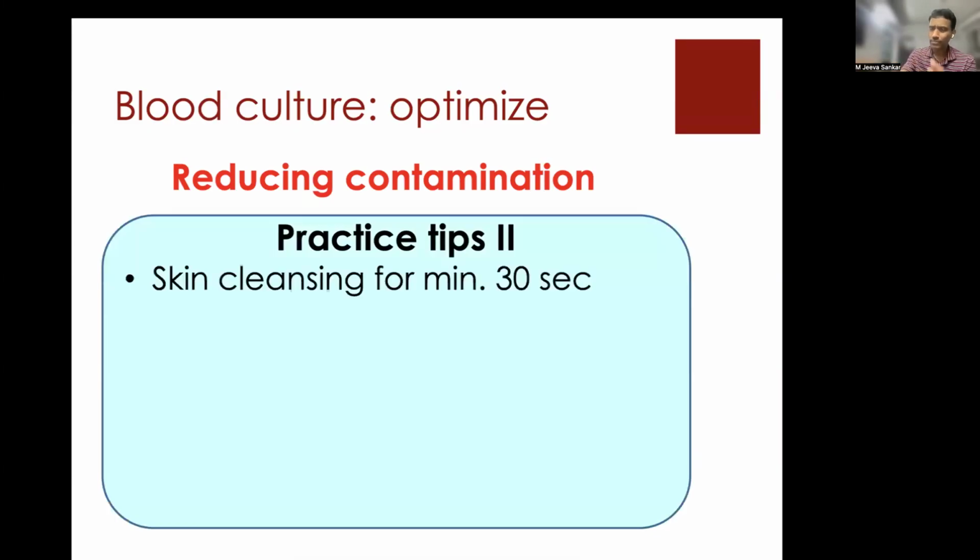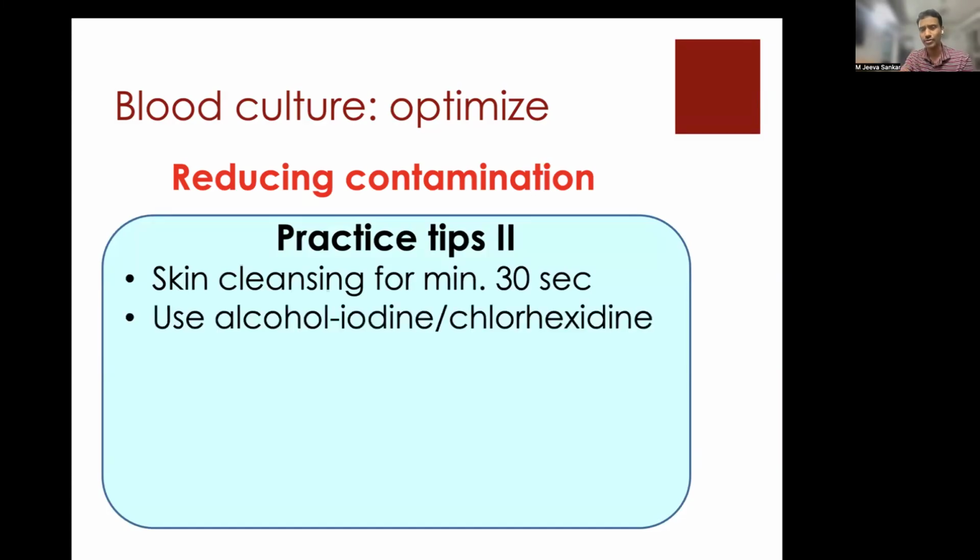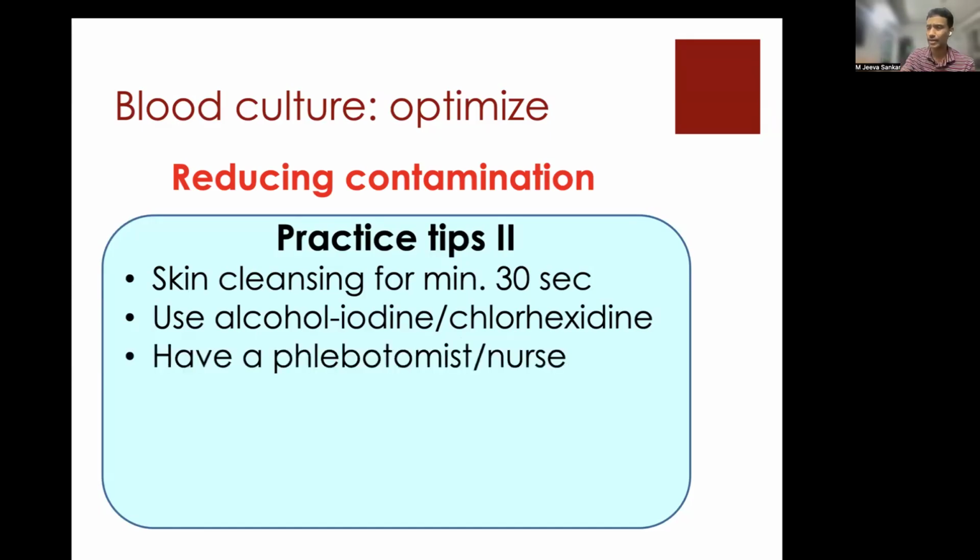Make sure that you clean the skin for at least 30 seconds before blood culture, and use either chlorhexidine, if your unit accepts that policy, or the 3-step method. So use first alcohol, then povidone iodine, then alcohol, a 3-step procedure. Have a research nurse, if you have a research project running, or a phlebotomist or nurse doing the sampling.